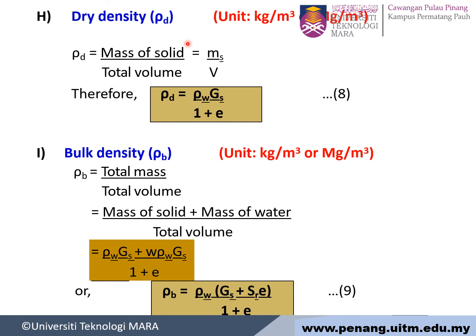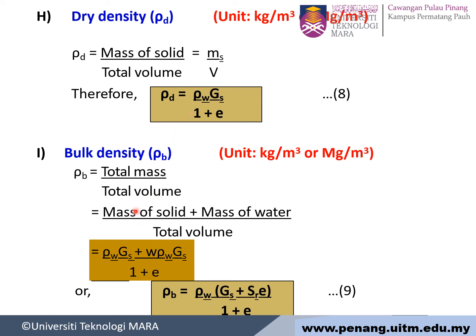Dry density has units of kg per meter cube or Mg per meter cube. Dry density is equal to mass of solid over total volume. So Ms over volume. If you remember in the soil phase diagram, Ms is rho water Gs, and volume is 1 plus e. So this is the equation for dry density.